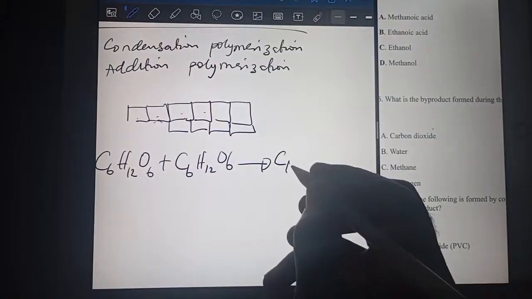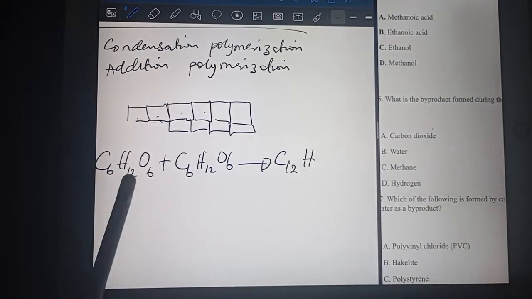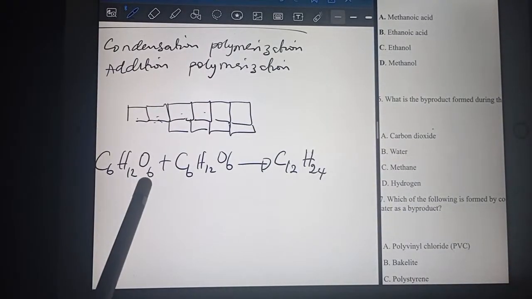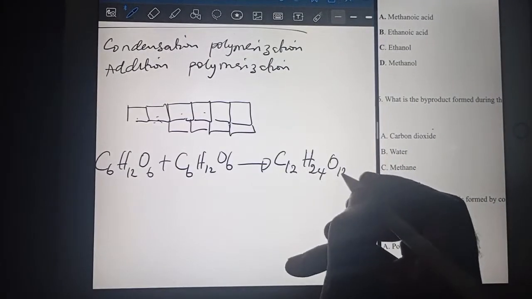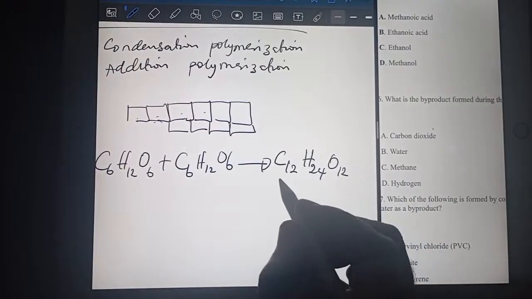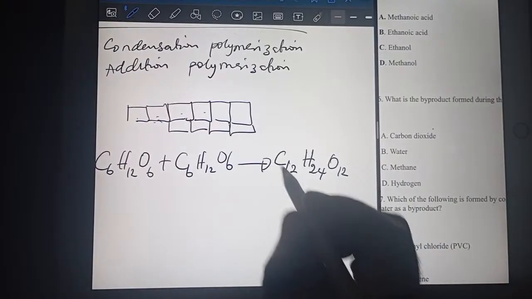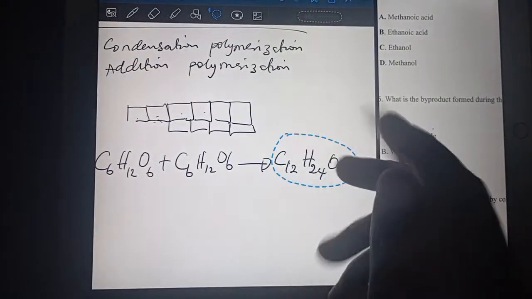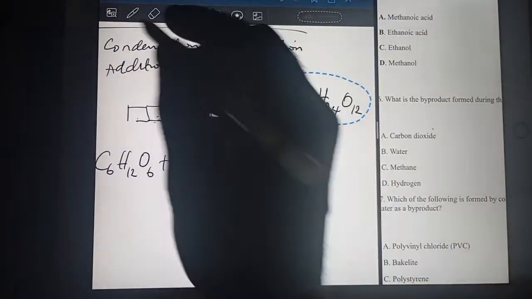It should now be C12, H12 plus 12. This is assumed though, but this is incorrect. 6 plus 6 should be O12. But unfortunately, this is if it is addition polymerization, but we don't have it, which means in real sense, this is not the product. I remove it to tell you the correct product.